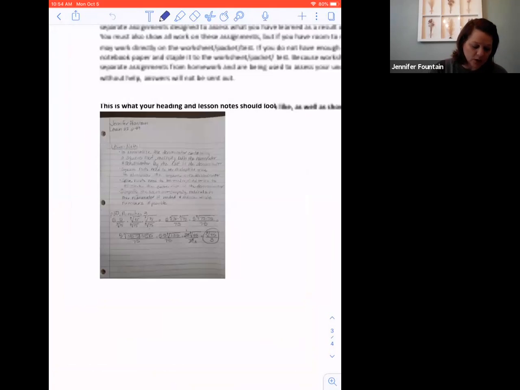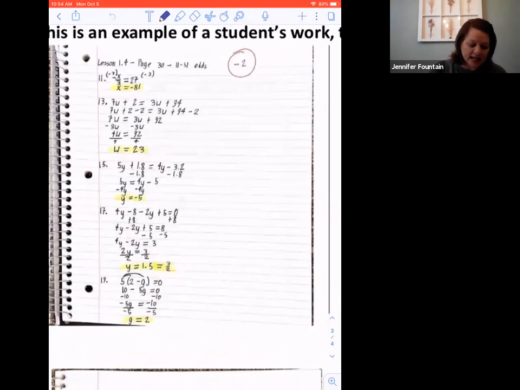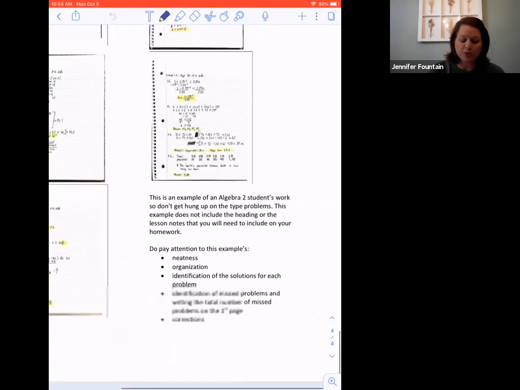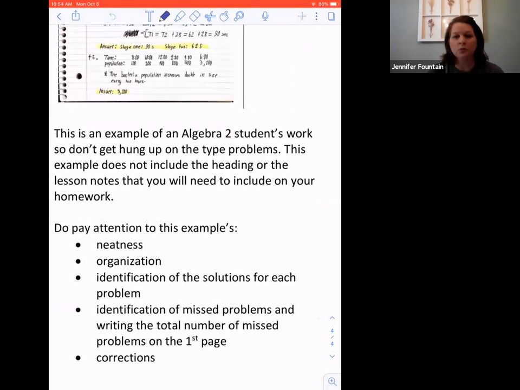The next thing I want to look at is the examples of another student's work and grading. And like I said in this box at the bottom, don't stress about this work. This is from Algebra 2, okay? So these problems, you may look at them and go, I don't know how to do that. Don't worry about that. I'm just showing you as an example, okay? This example does not include a heading or the lesson notes, so this is not what I'm saying it should look like. I just want you to see how they did the work and did the grading.